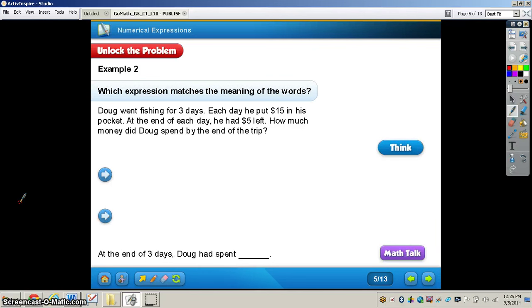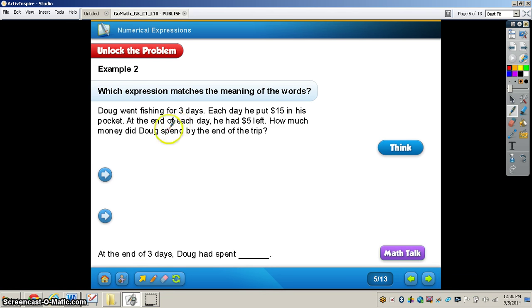Let's take a look at example 2 on page 44. It says which expression matches the meaning of the words. On the right-hand side of your book it says underline the events for each day, circle the number of days these events happen. Just something to think about as you're going through this. It says that Doug went fishing for 3 days. Each day he put $15 in his pocket. At the end of each day he had $5 left. How much money did Doug spend by the end of the trip?